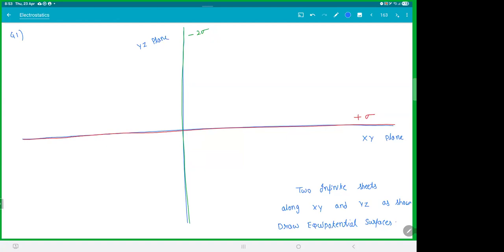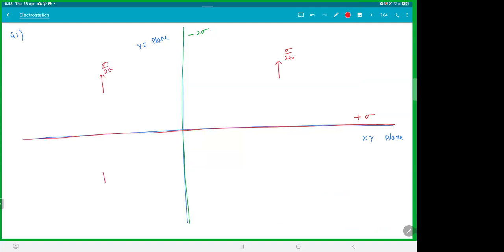Let's see. Whenever you want to draw equipotential surfaces, start in reverse. First find the field. So this plus sigma will give you field which way? It will give you in this direction. How much? Sigma by 2 epsilon. Here you will get sigma by 2 epsilon. It's positive, so the field will be away from the surface. Sigma by 2 epsilon.